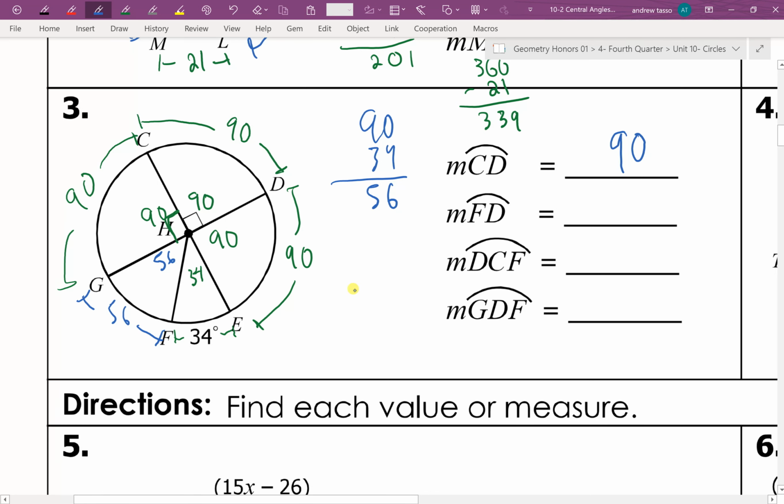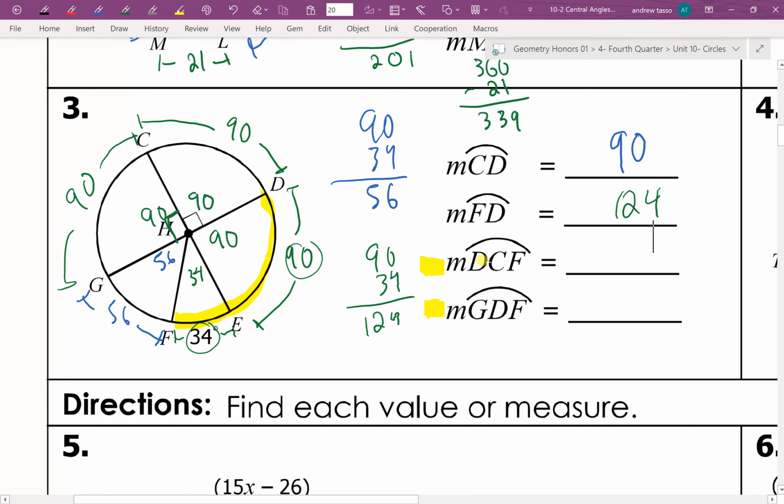Arc FD, where's arc FD? So arc from F to D, I would have to go this way, because if I tried to go the other way, that would be a major arc. And a major arc would require 3 letters. So you can tell these ones are the major arcs. Minor arcs have only 2 letters. Okay. So I know to go this way from F to D, and I notice that it's a 34 degree plus a 90 degree. So if I add those up, I should get 124 for arc FD.